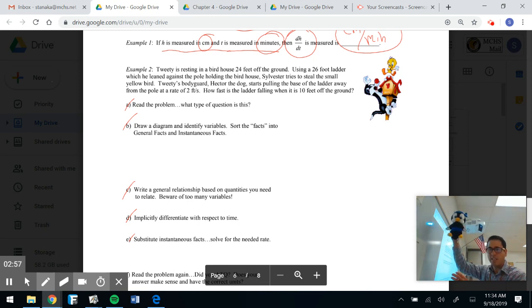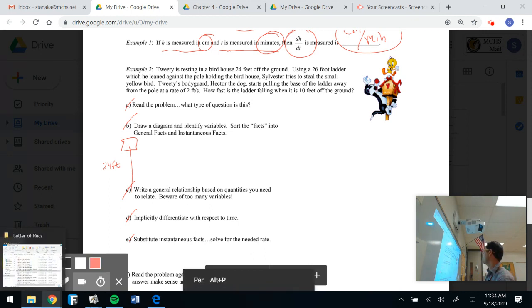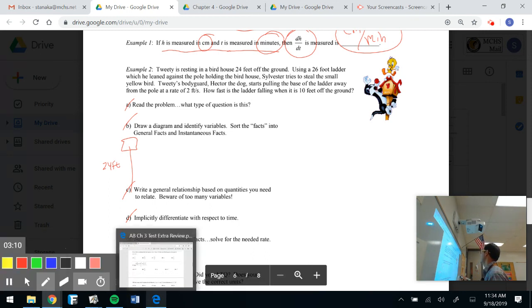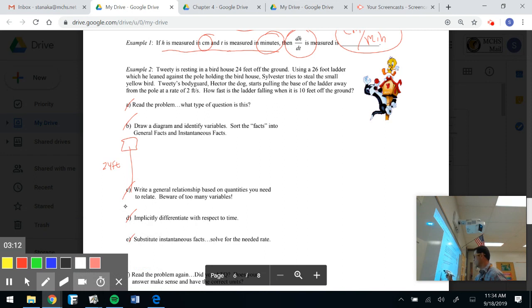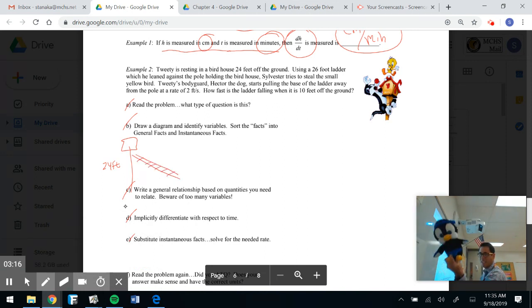Let's say we got Tweety or Homie hanging out in some birdhouse. So we got some cool birdhouse up there, and he's hanging, and that's 24 feet off of the ground. All right, and then we got our boy Sylvester, not a cool dude, that's got some ladder that's trying to get Tweety or Homie up in that box, and we'll say that's 26 feet.